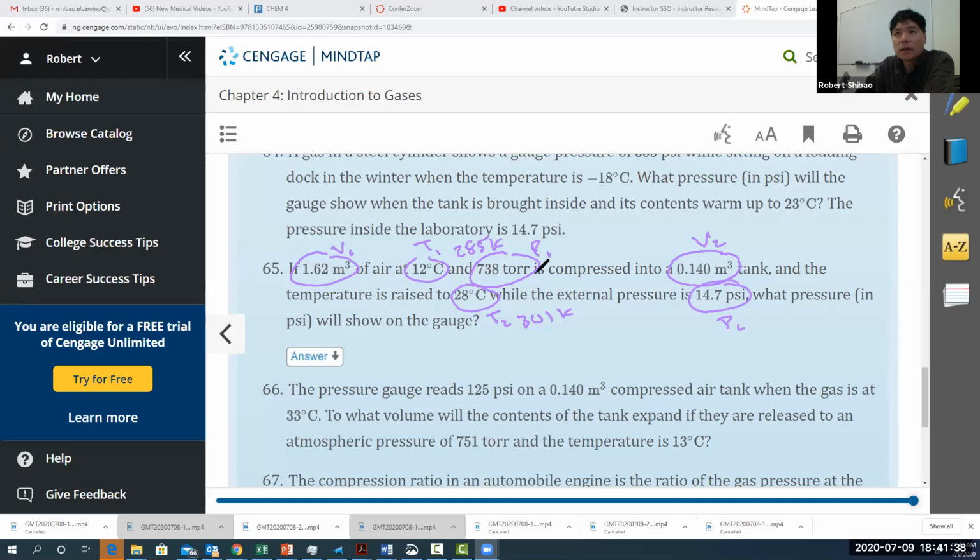Okay, so what they're asking is what pressure in psi. First off, the units aren't the same. This isn't psi, this isn't torr. So we're going to have to convert this. Now the conversion is this. This is one of the ones that you should know.